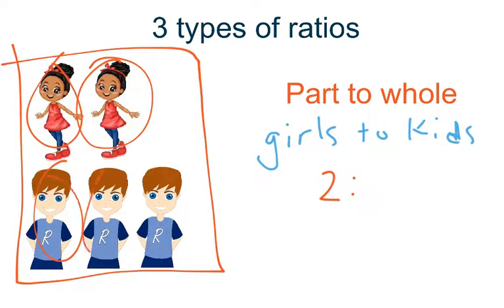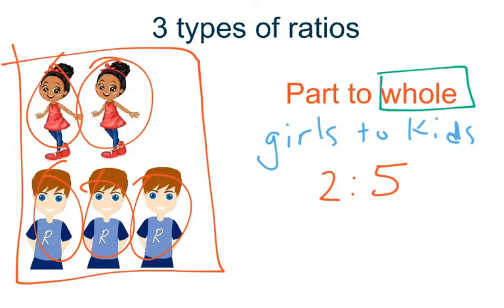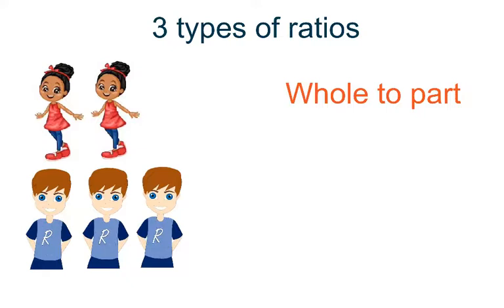Well, all total, there are 5 kids. So whenever we start to talk about wholes, we have to make sure we include all of the parts. This next example is very similar to the last one we just did. The change is we're going to talk about a whole to part ratio. It's kind of like the opposite of what we did last time.